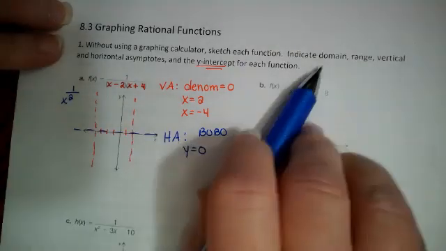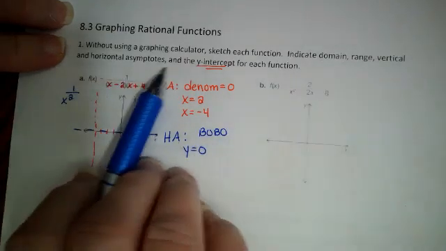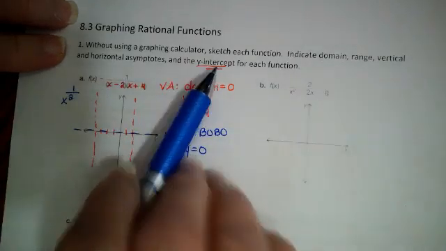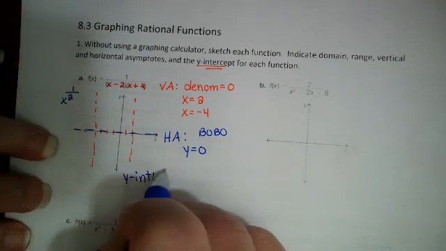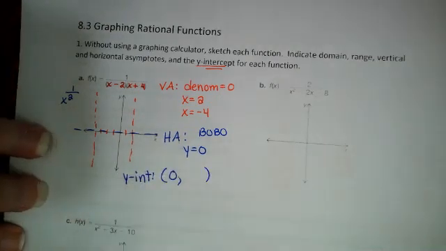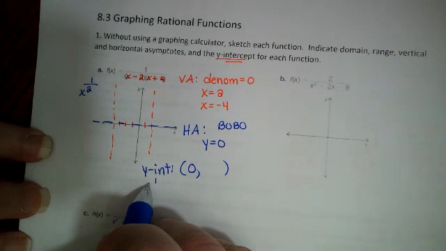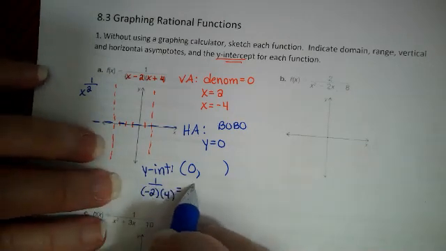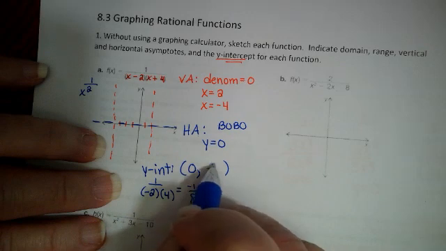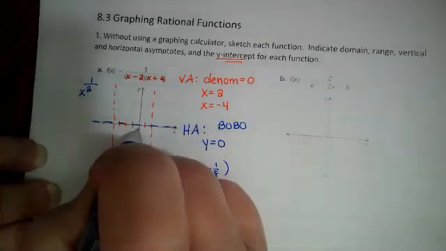So that's going to help us with our domain and our range. We've got horizontal asymptotes, vertical asymptotes, and a y-intercept. Do you remember that to find the y-intercept, we always let x equal 0? So if I put a 0 in for both of those x's, let's see what happens. 0 minus 2, 0 plus 4, I get negative 1/8 for my y-intercept. So it's right down here.